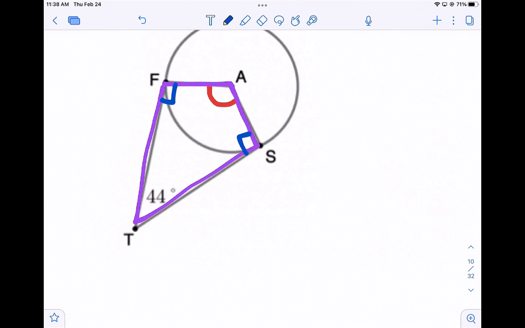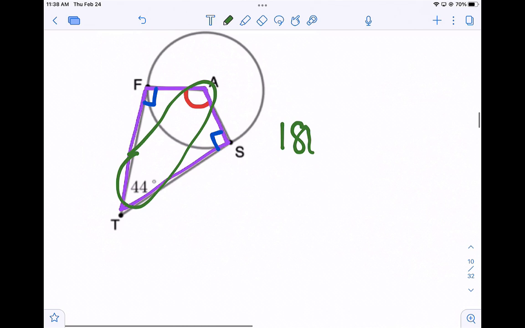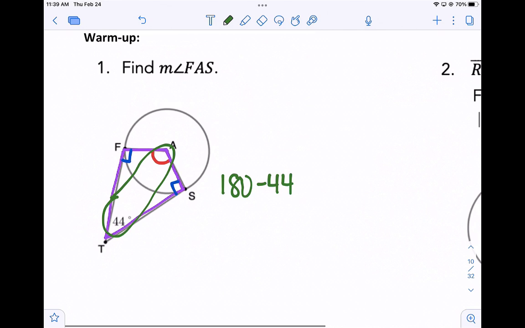So 360 minus the 180 from the two 90-degree angles will give us 180. A property that we looked at is that in this quadrilateral, these two angles are going to add up to 180. So to find the angle, we'll just do 180 minus 44, and we'll get our angle, which is 136 degrees.